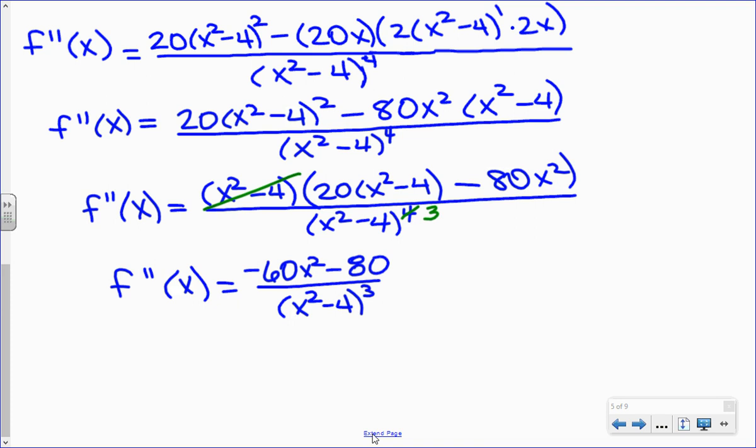Okay. All right, so we need our potential inflection points. We need to know where our derivative is 0 and undefined. Now, if we set our second derivative equal to 0, we get negative 60x squared minus 80 equals 0. We get x squared is negative 80 divided by 60. I'm not even going to reduce that. Can that happen? Can x squared equal negative 80 over 60 in real numbers? No. Our second derivative is not ever 0. Okay? But we do need to keep in mind that it is undefined at 2 and negative 2.